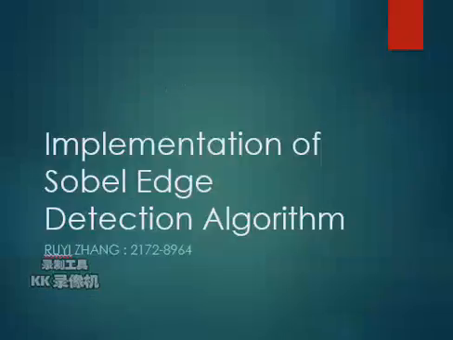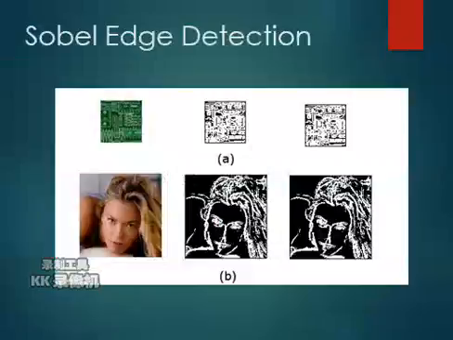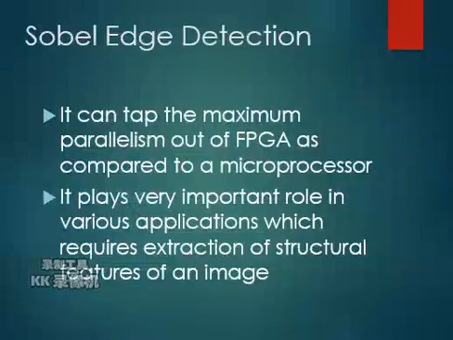Okay, now we can see this is an example of Sobel edge detection. Here's the example. Why do we choose Sobel edge detection? It can tap the maximum parallelism out of an FPGA as compared to a microprocessor. It plays a very important role in various applications which require extraction of structural features of an image.